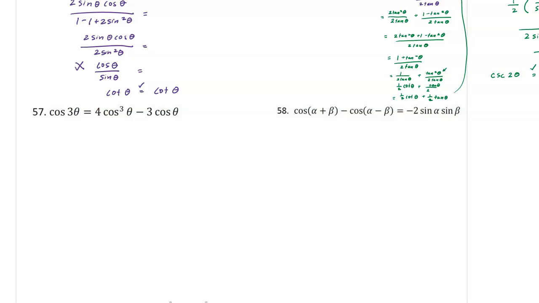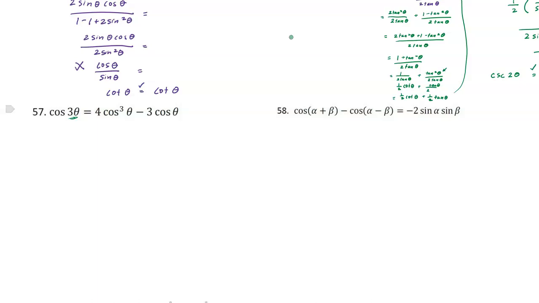Number 57, I particularly liked because you know that the right-hand side looks more complicated, but then this 3 theta, and you think like a teacher, you think like a person who is trying to have you understand double angle identities. And you look at the right-hand side and you're like, okay, I can only do so much.